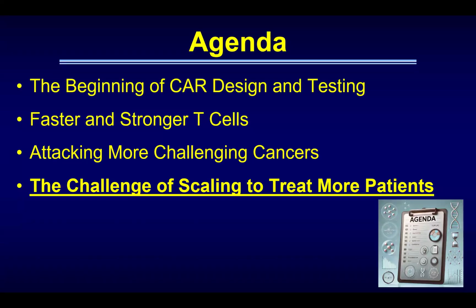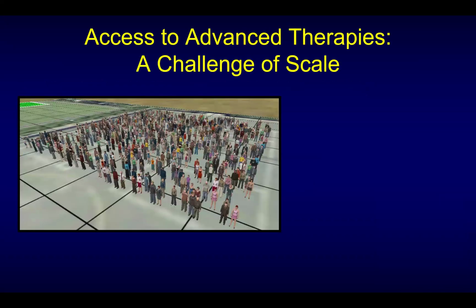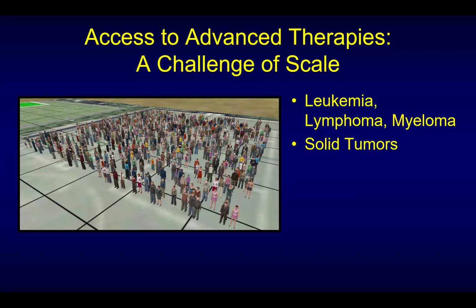So now I'd like to move to the challenge of scaling to treat more patients. And this is a challenge of scale. So we have approvals in leukemia, lymphoma, and myeloma for CAR T cells. What happens when we have approvals in solid tumors? That's 10 times as many patients. And when we have approvals in autoimmune disease, again, 10 times as many as in heme malignancies.